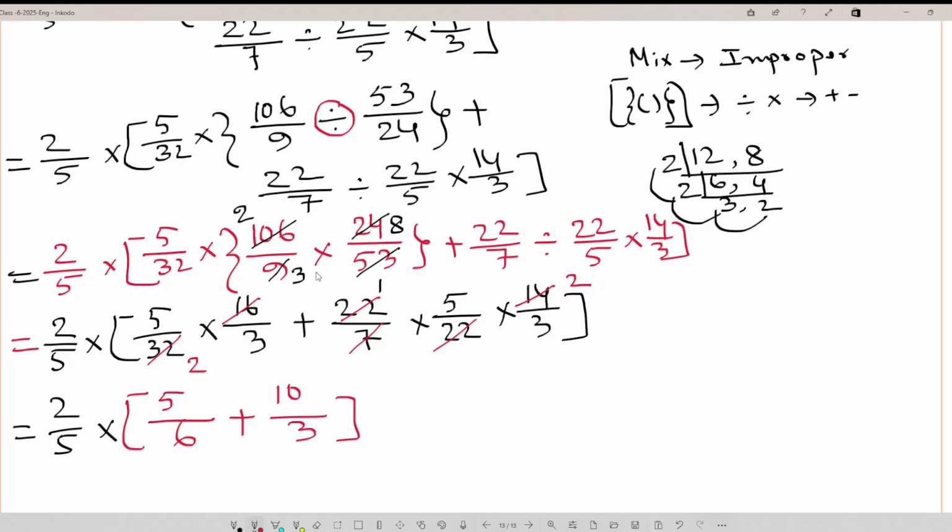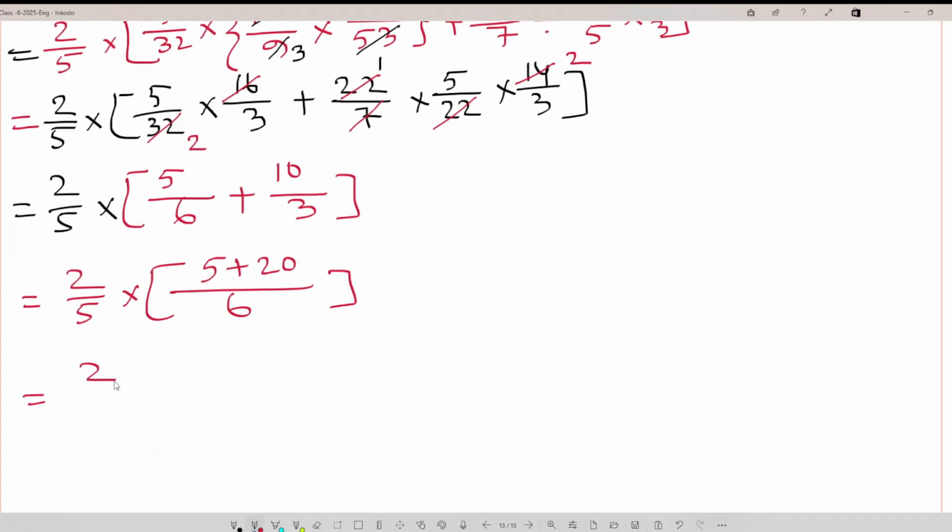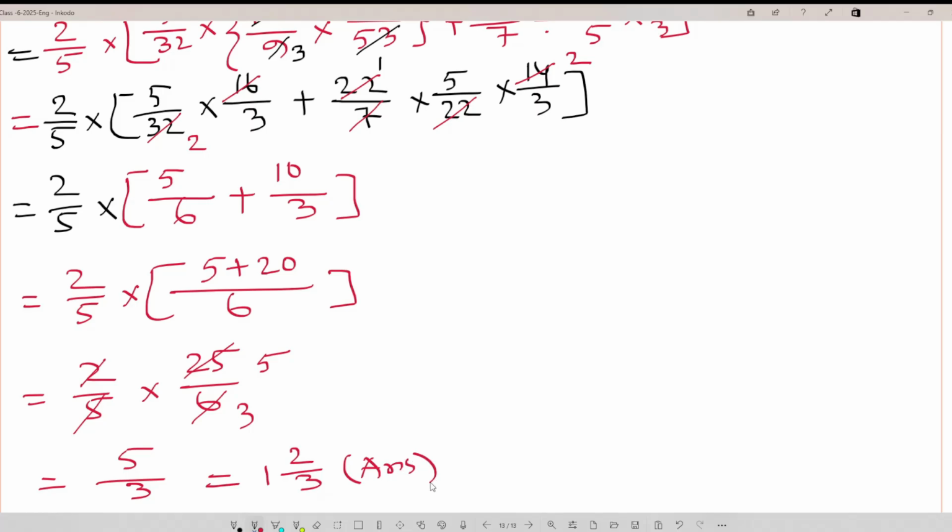These kinds of things you should maintain very carefully. So 2 by 5 times the LCM is 6, right? So here is 5, and 6 divided by 3 is a 2, 2 times 10 is a 20. Okay, then 2 by 5 times here is 5 plus 20 is a 25 divide 6, so 25 by 5 it should be 5, and 2 divide 6 is a 3, so answer is 5 by 3. It's an improper fraction. Actual answer is 1 2 by 3. This is our answer.